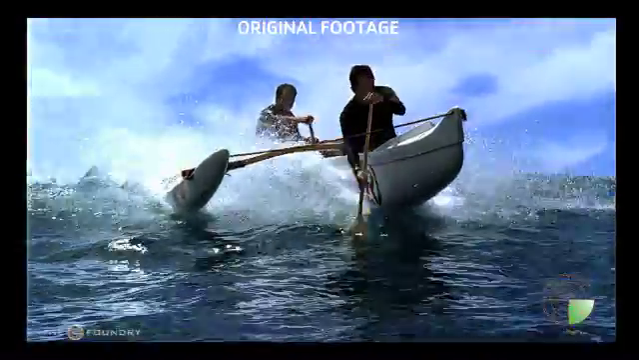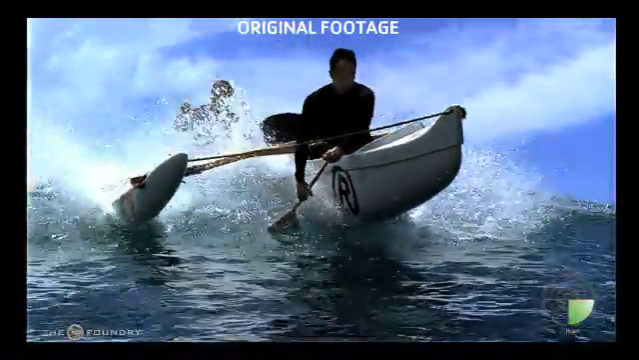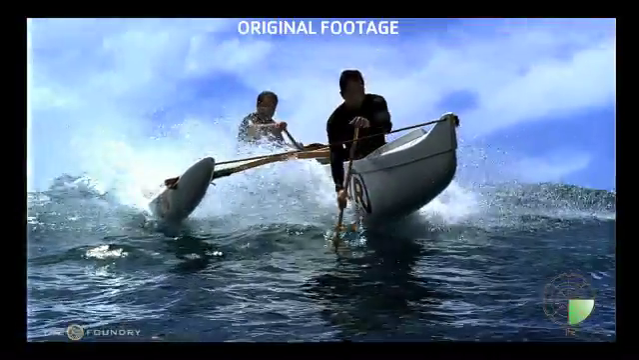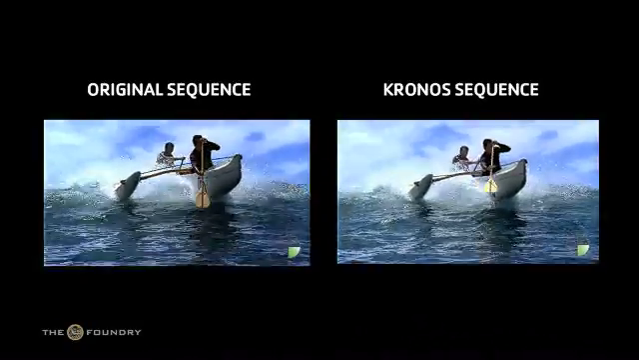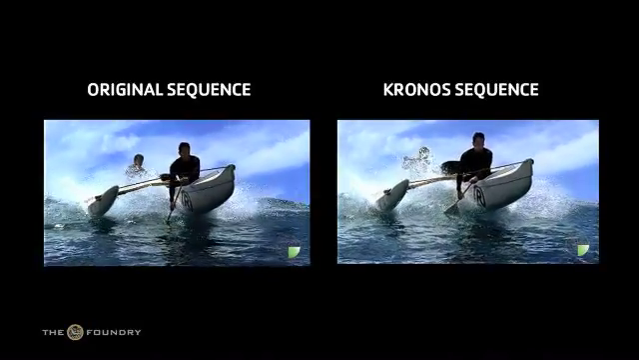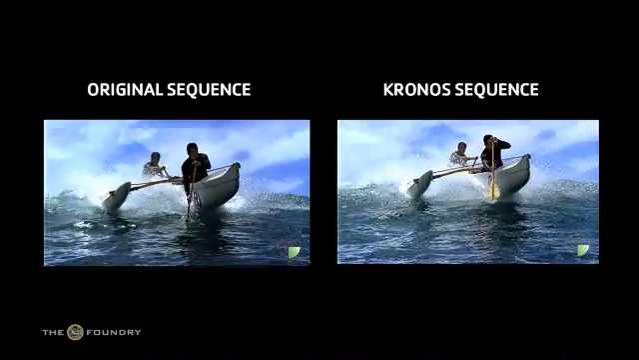Kronos is FurnaceCore's retimer. It lets you slow down or speed up footage right on Final Cut's timeline without causing the kind of softening and frame doubling artifacts seen with blending based retimers. How does it do that? Via optical flow, or the art of figuring out how pixels flow from one frame to another.